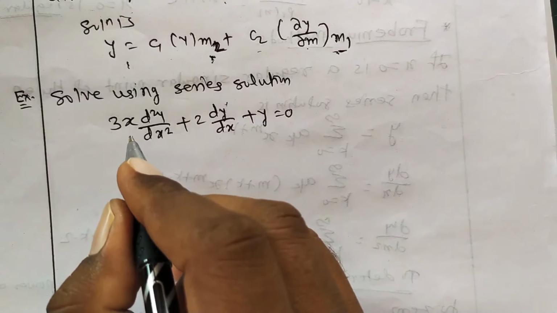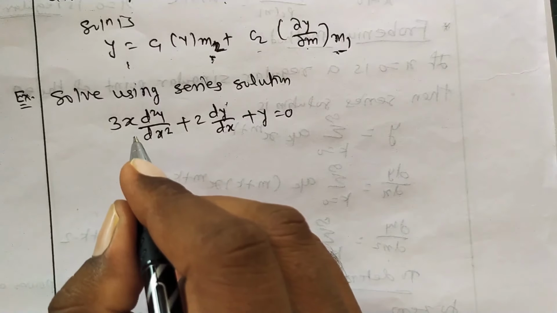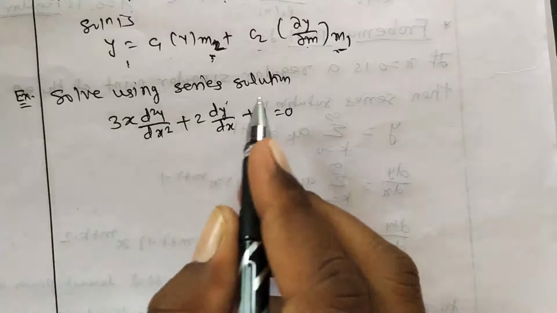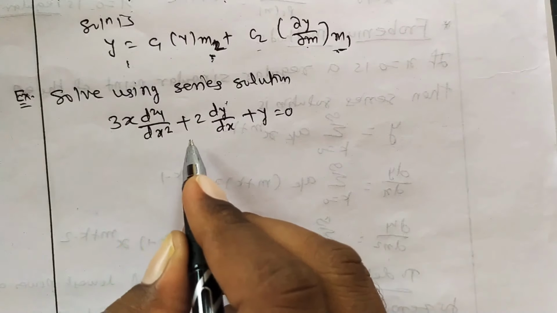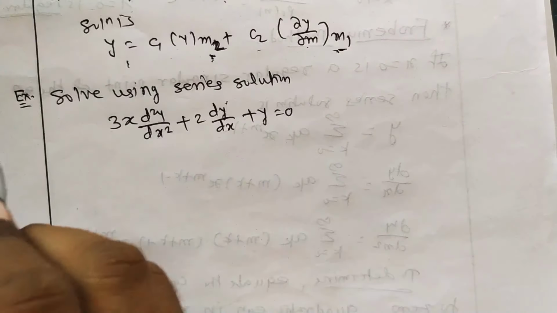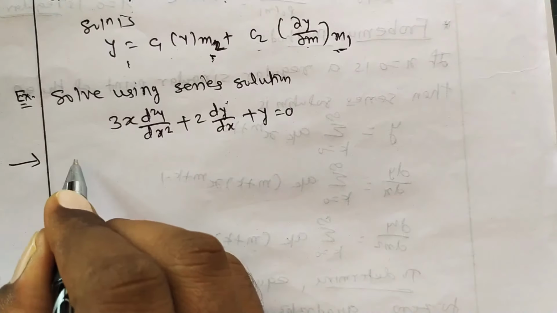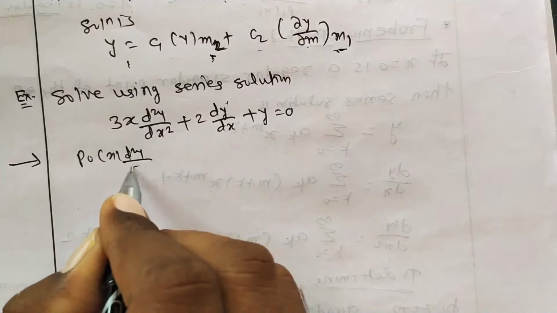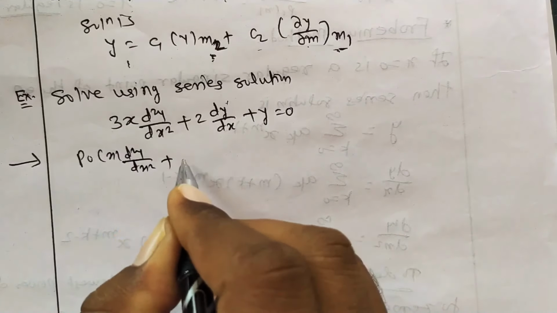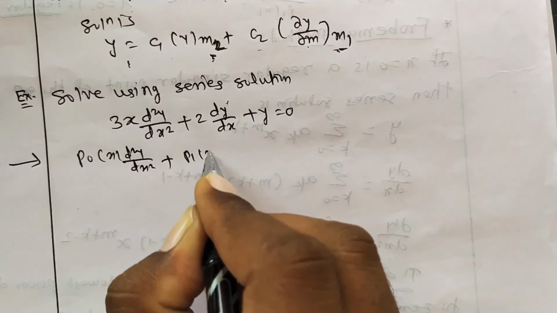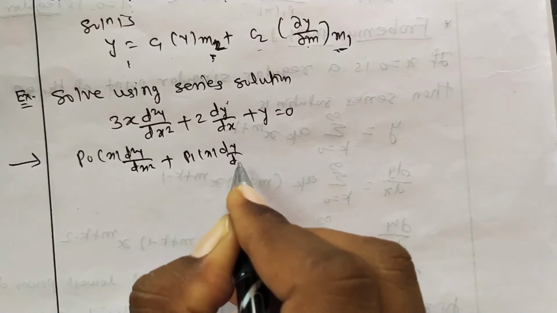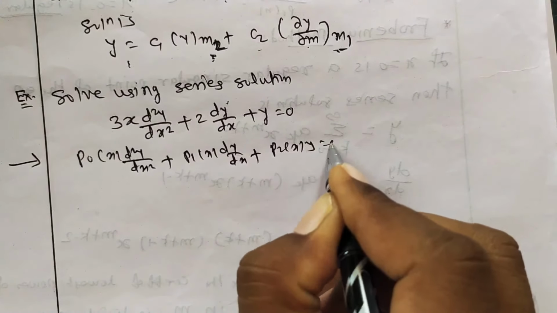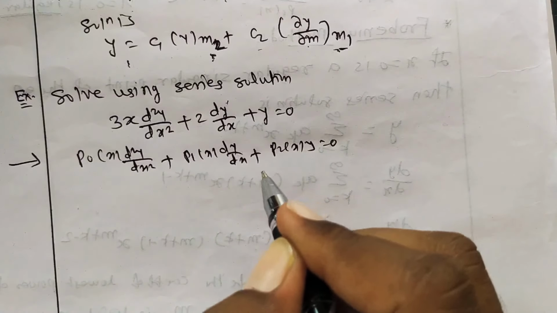Now we are taking some problems on singular point using Frobenius method. So the problem is: solve using series solution 3x d2y/dx² + 2 dy/dx + y = 0. If we compare this differential equation with p0(x) d2y/dx² + p1(x) dy/dx + p2(x) y = 0, then we have to check first whether it is an ordinary point or singular point.